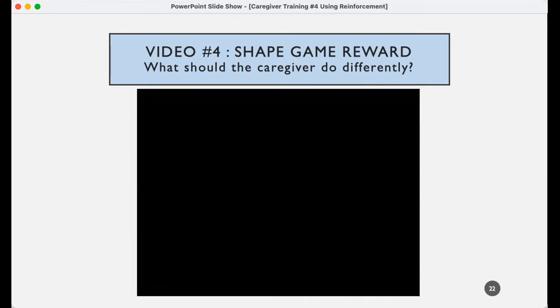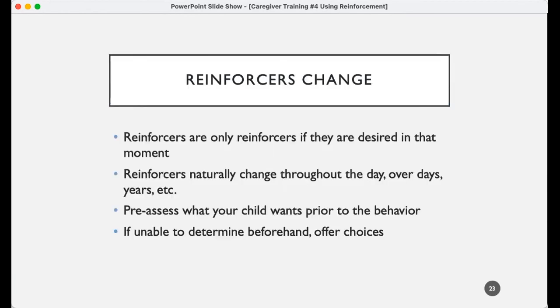So in that video, mom had the reinforcement ready. However, the child didn't want that Pokemon card. So it's very important to remember that reinforcers are only considered reinforcers if they are something that's desired. And they must be desired in that moment. Reinforcers naturally change. They change throughout the day. They change over days and years. So it's important to pre-assess what your child wants prior to the behavior that you are increasing or changing or focusing on. Or if you're not able to do that beforehand, you can offer choices.